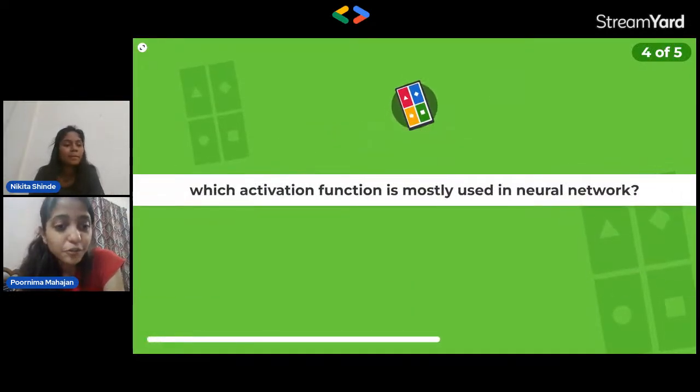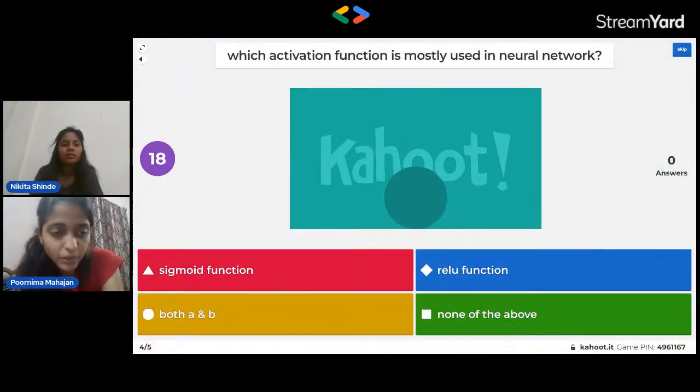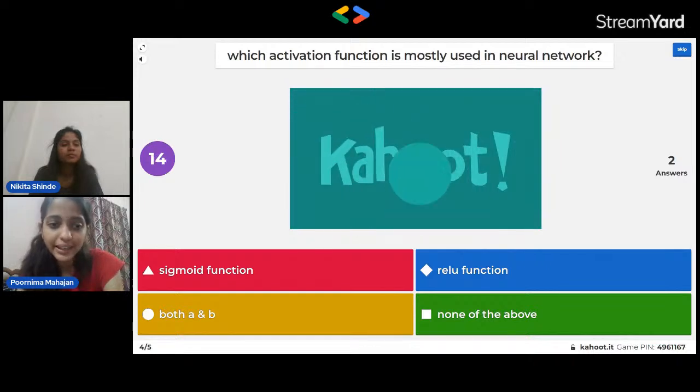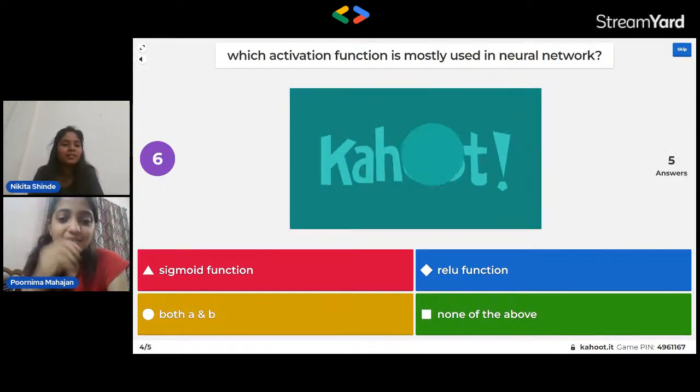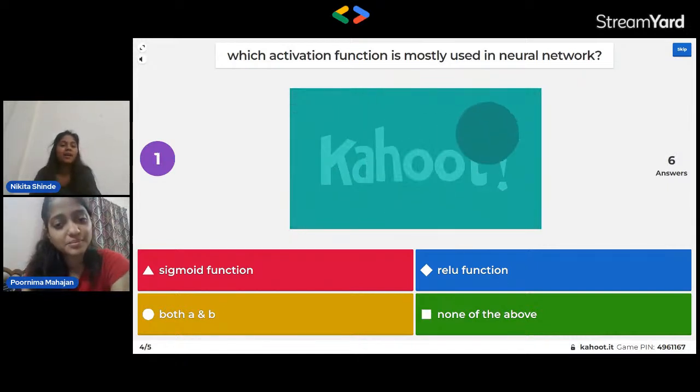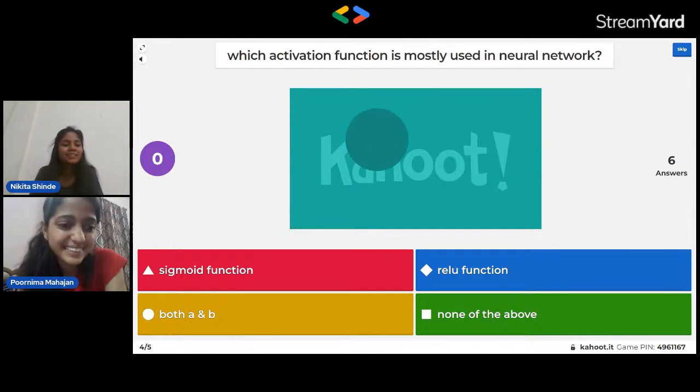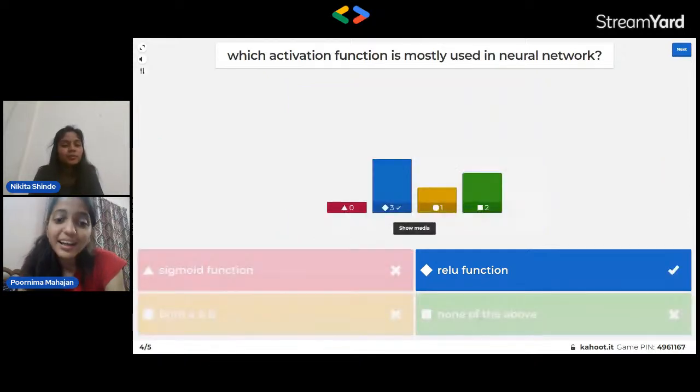Which activation function is mostly used in neural networks? A, sigmoid function, B, ReLU function, both A and B, and none of the above. It's an easy one now. Hurry up, guys. Come on. Right answer is ReLU function.